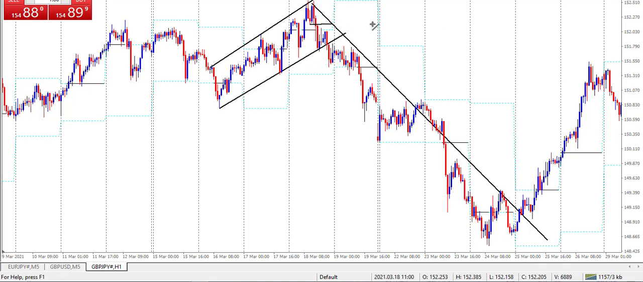After that, you would then go back and identify this break of market structure and this break of market structure. And guys, I'm showing you this in hindsight, right?